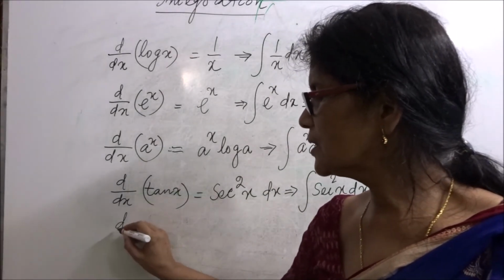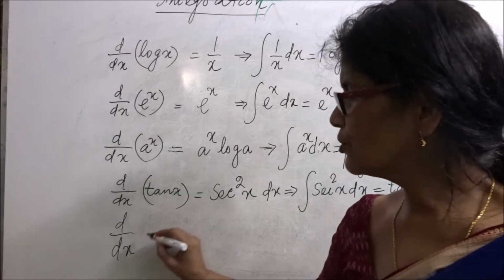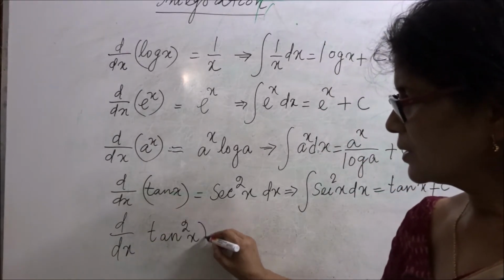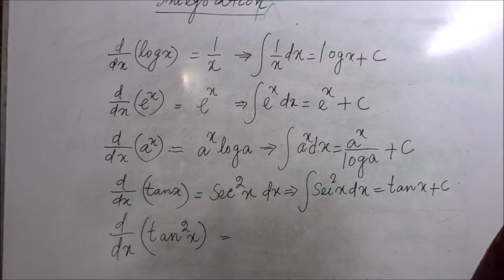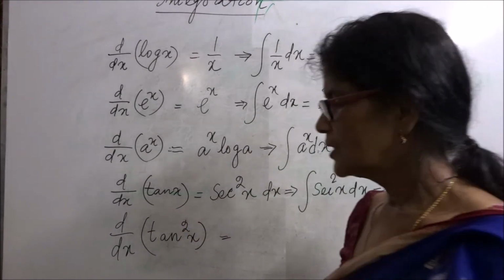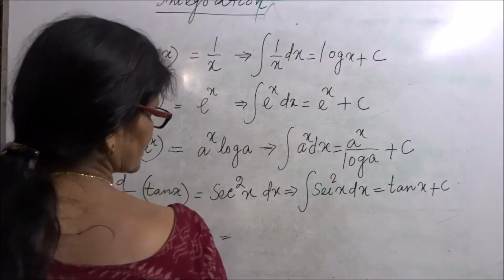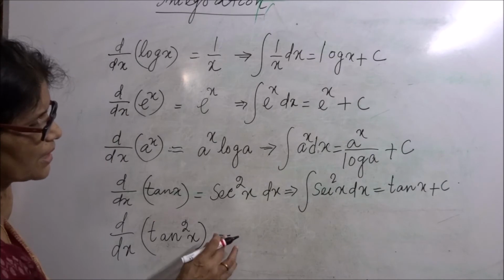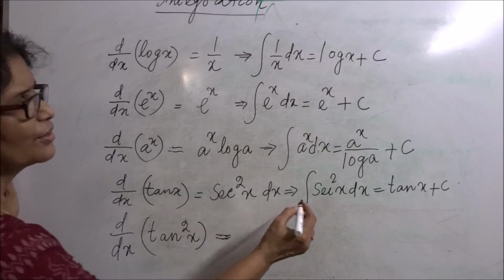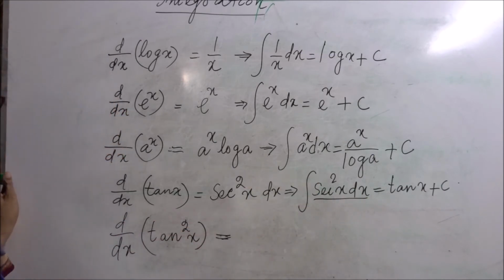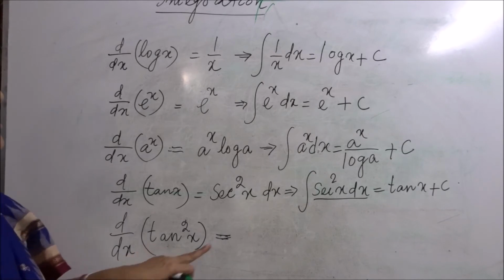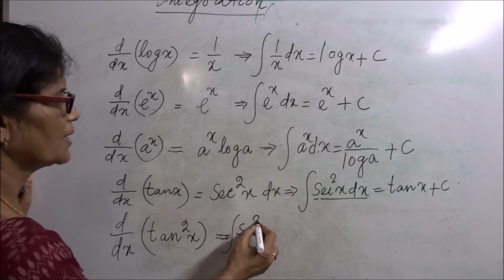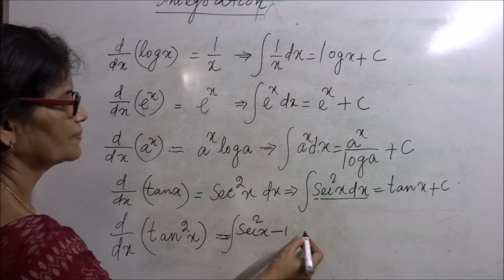Now if the question is the integral of tan square x dx, let us do a brainstorming. There is no such formula for tan square x. You don't know whose derivative is tan square x. So it is there to help you. You can convert tan square x into this function. So I'll write this as sec square x minus 1.